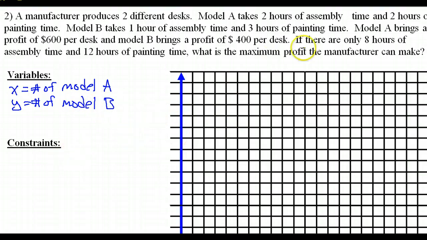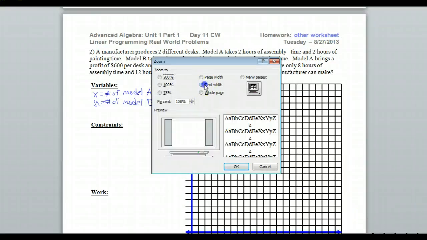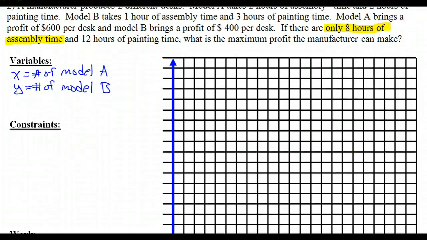So, time for the constraints. Let me back it out just a little bit. So let's see. Model A brings a profit of this. There are only 8 hours of assembly time. That's a constraint. That tells me I'm going to have an assembly constraint. So I'm going to go ahead and write that down right now. Assembly.